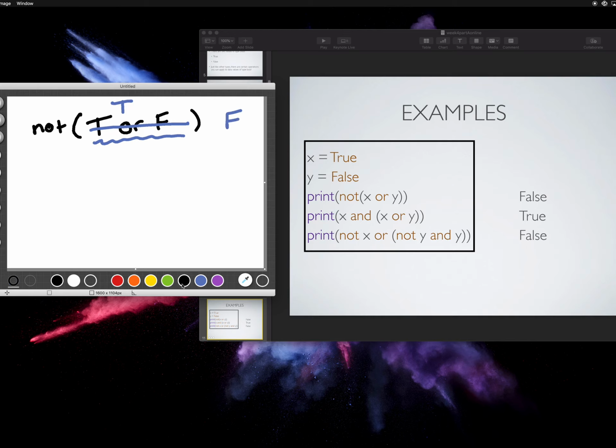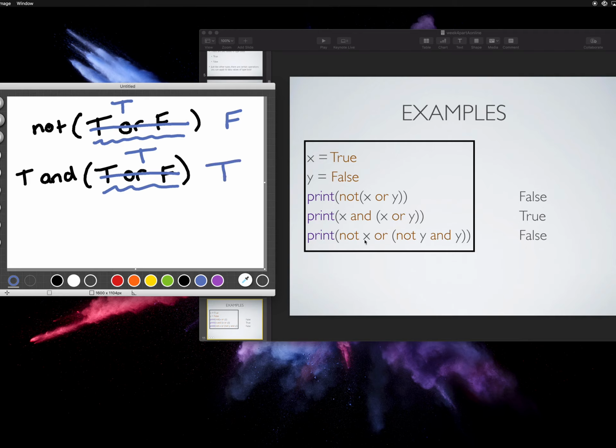Awesome, cool. Now let's talk about the second one. We have X, which is true, and (X or Y). Again, X is true, Y is false. Same idea again: you want to do the stuff in the parentheses first. We saw in the previous example that this is going to be true. So we have true and true, is what we're evaluating here. And the rule is with "and," if both of them are true, the whole thing is going to be true. So this will give us a true back right here.